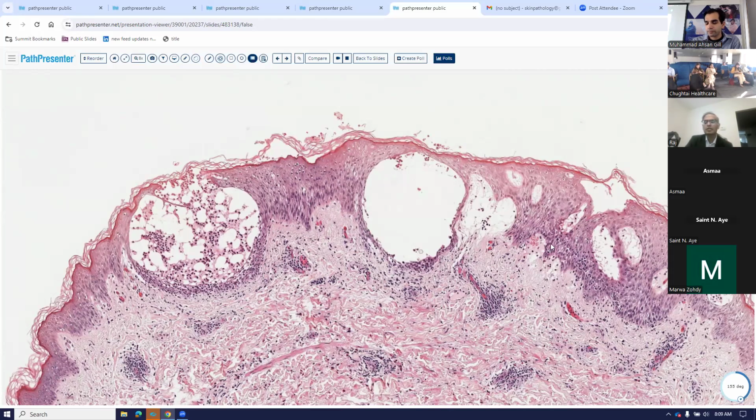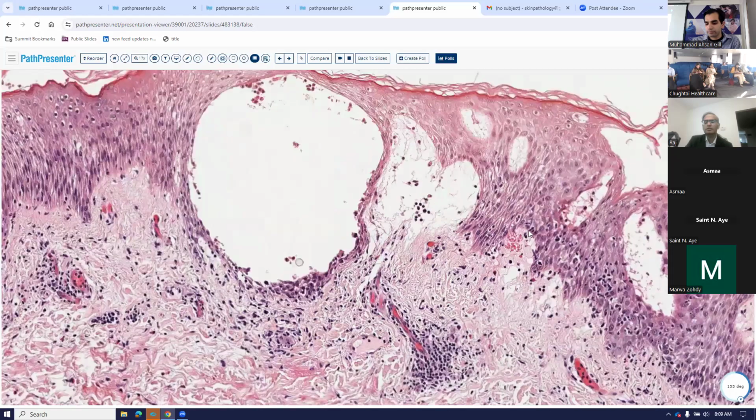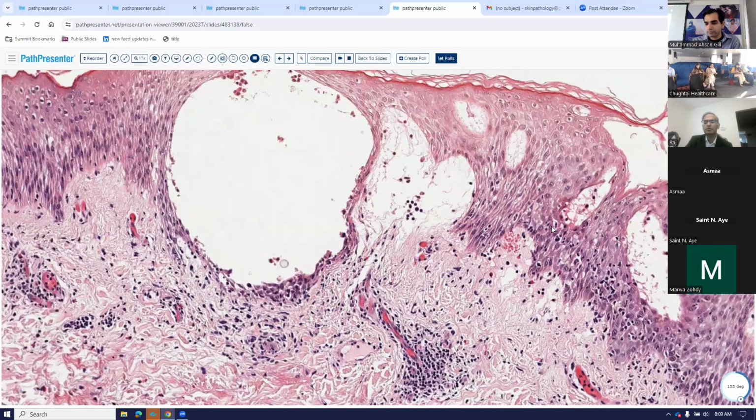You will also start seeing lymphocytic exocytosis within the epidermis. These are all lymphocytes. The blue dots that you see are the lymphocytes. And that is part and parcel of a spongiotic reaction pattern.